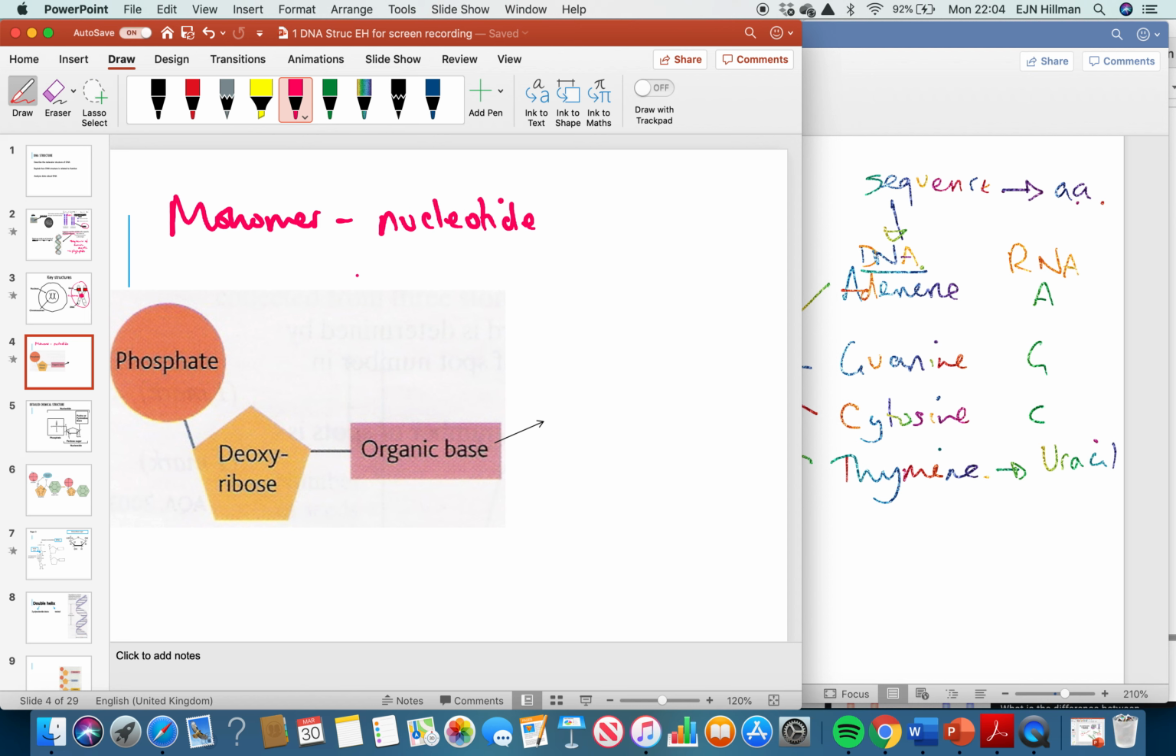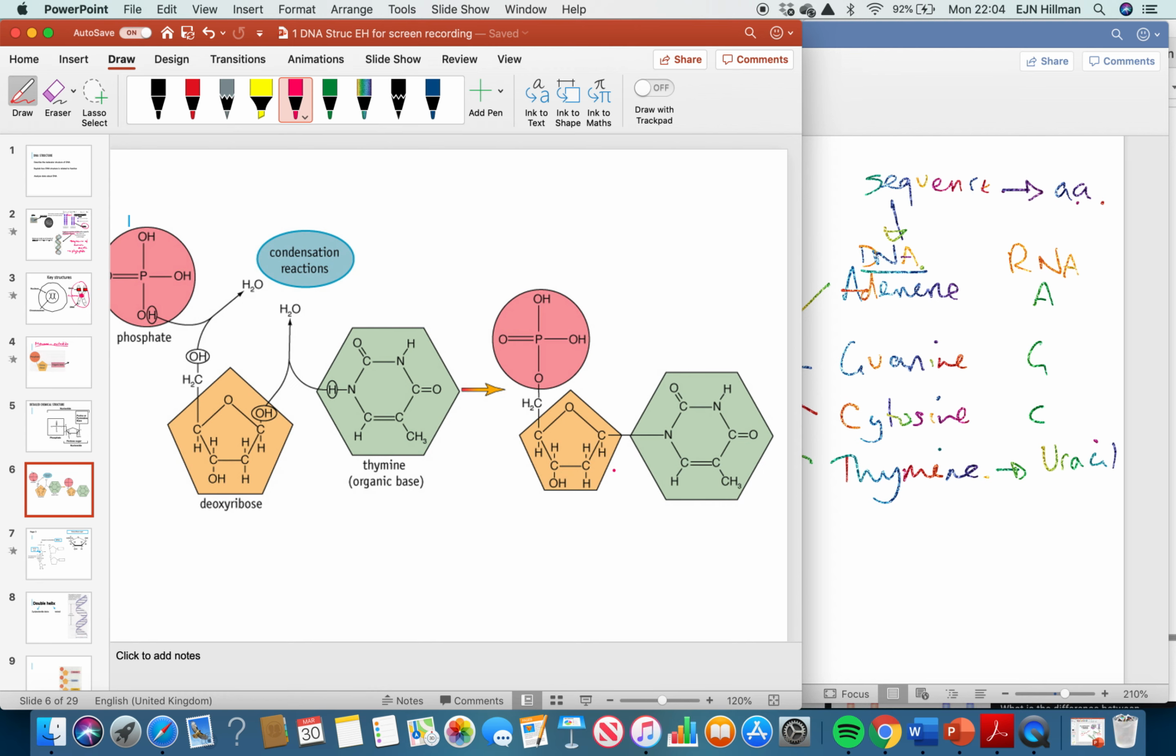Okay, so this is the monomer, known as a nucleotide. It forms by condensation reaction, so condensation reaction between the phosphate group and the deoxyribose, and then a condensation between the deoxyribose and the thymine. Okay, and that forms 2 bonds. This bond here is an ester bond. This bond here is a glycosidic. It's probably not going to be too important, that.